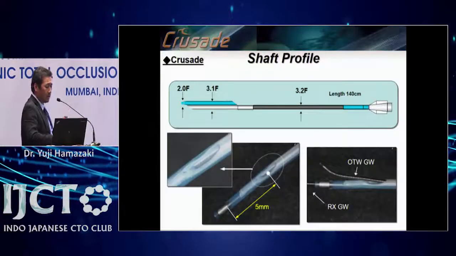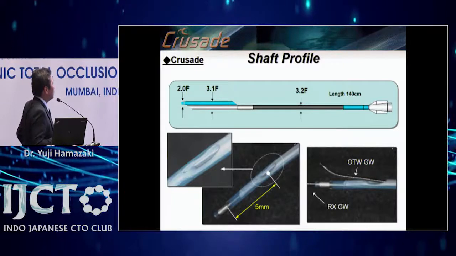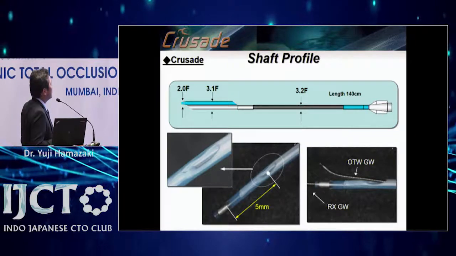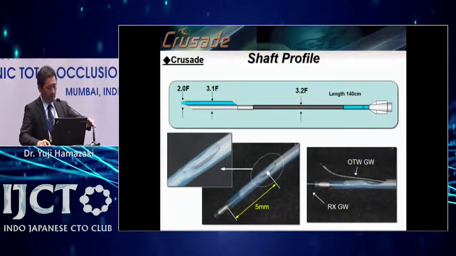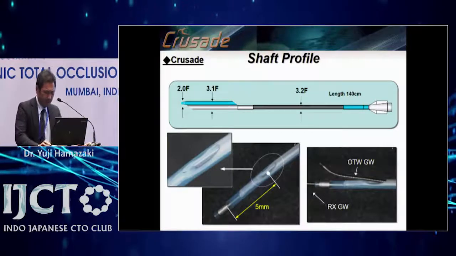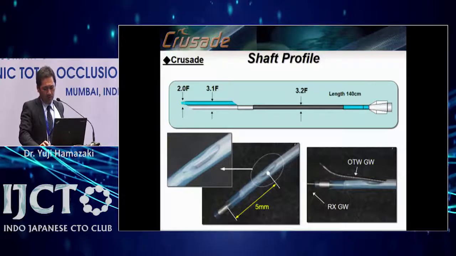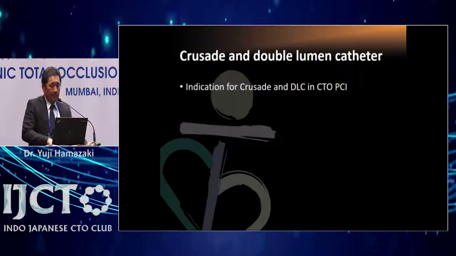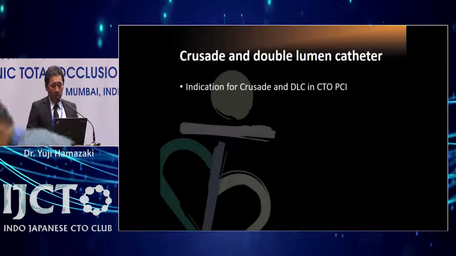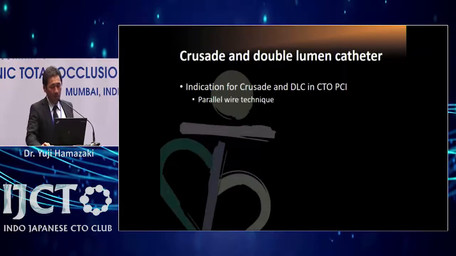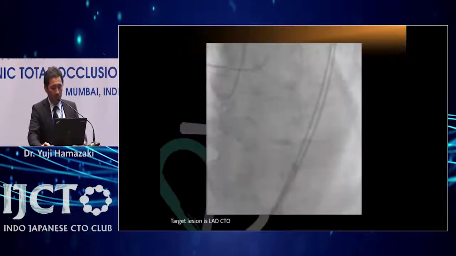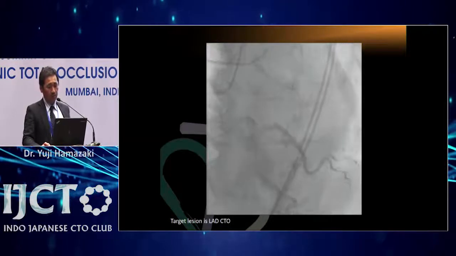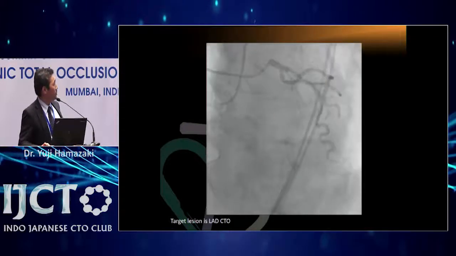This is the structure of the Crusader. As you know, the Crusader double lumen catheter has an OTW lumen and a monorail lumen. From these characteristics, this device is very useful for complex PCI. The first indication for the Crusader double lumen catheter in CTO PCI is the parallel wire technique. Let me show a case. The target region is an LAD CTO. The target region is here.